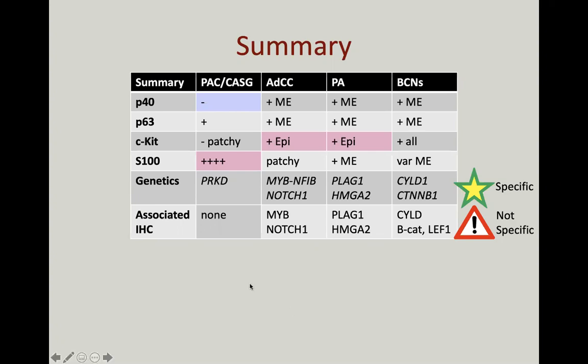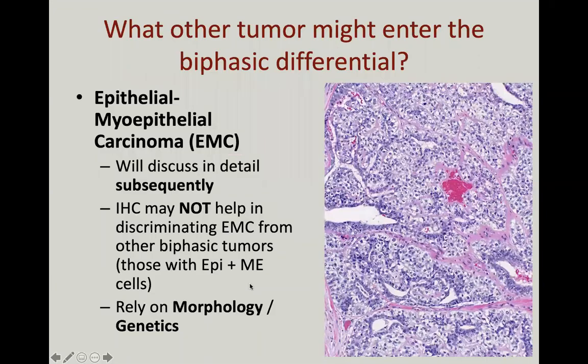Okay, I know it's a little bit of a whirlwind, but we always have to take into account all of these neoplasms when looking at a salivary gland tumor. The other tumor that I haven't mentioned yet that may come up in the biphasic neoplasm differential is epithelial myoepithelial carcinoma. We will discuss this subsequently.